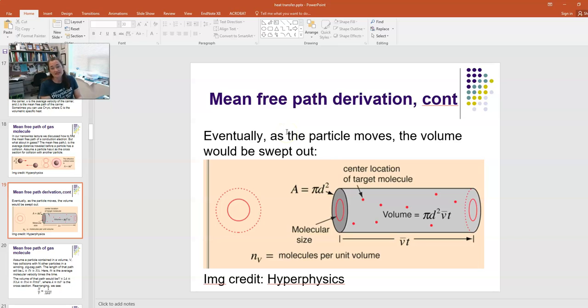Now, as the particle moves, a certain volume would be swept out, right? So if you think of this, it would have the area of pi d squared, right? And as it moves along at some average speed v, it would move for some time t, right? And then that would mean that you'd sweep out basically a cylinder that has length v times t. Now the volume of that cylinder would be the area of the base times the length, which would be pi d squared times v times t, all right?